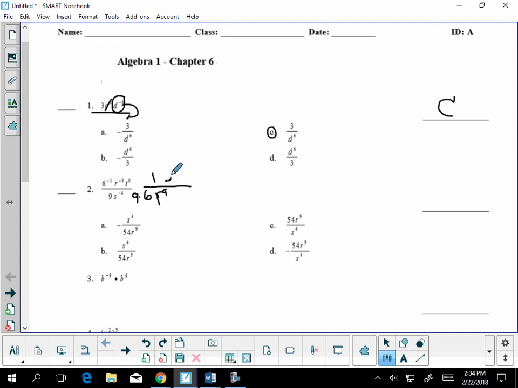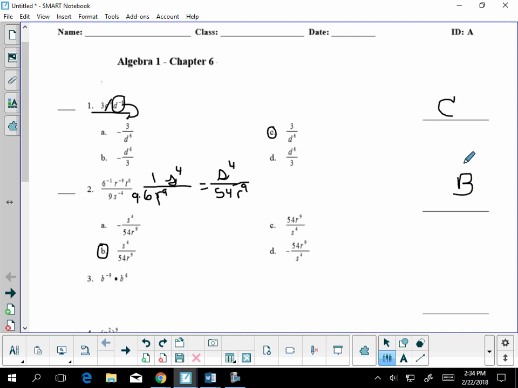And that s to the 4, and I'm using a cursive s, it's a cursive s, is going to stay. So what's going to happen is I'm going to have s to the 4th, and I'm going to go ahead and multiply that and get 54 r to the 9, which is going to be B.